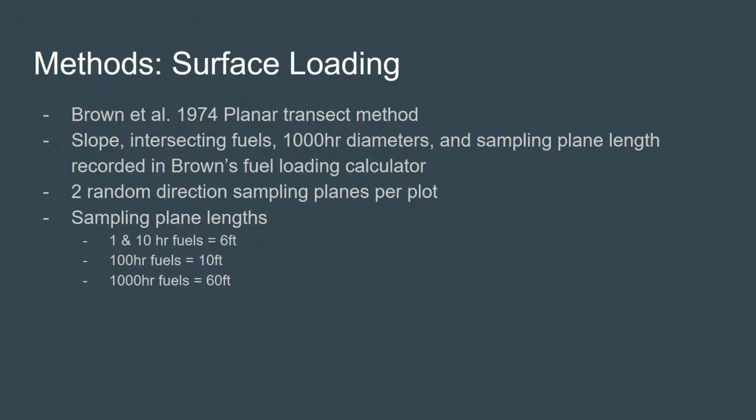For surface loading, I used the Brown 74 planar transect method. Slope, intersecting fuels, 1,000-hour diameters, and sampling plane lengths were all recorded in the Brown's fuel loading calculator. 2 random direction sampling planes were walked per plot, and the sampling plane lengths were 6 feet for 1 and 10-hour fuels, 10 feet for 100-hour fuels, and 60 feet for 1,000-hour fuels.